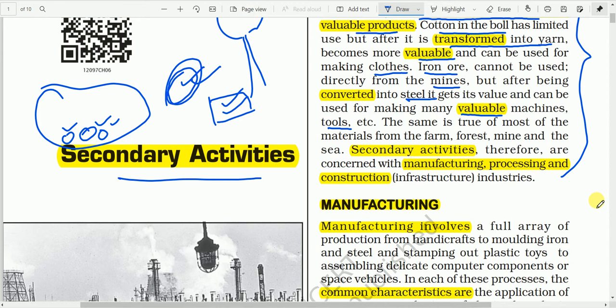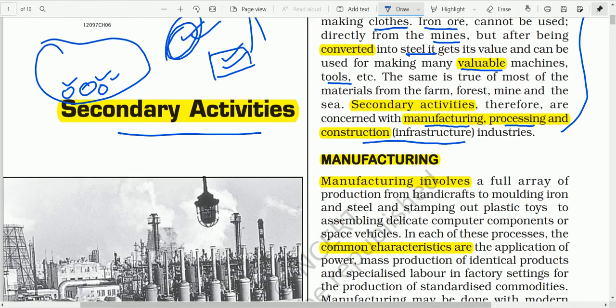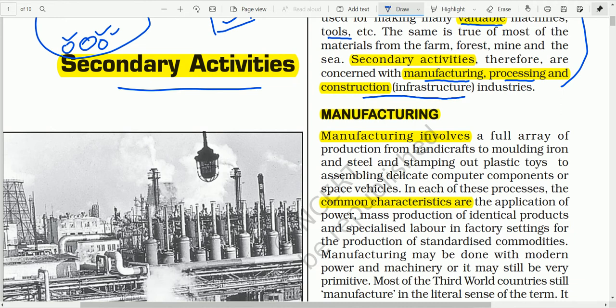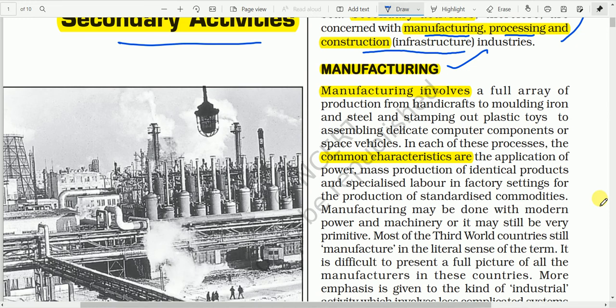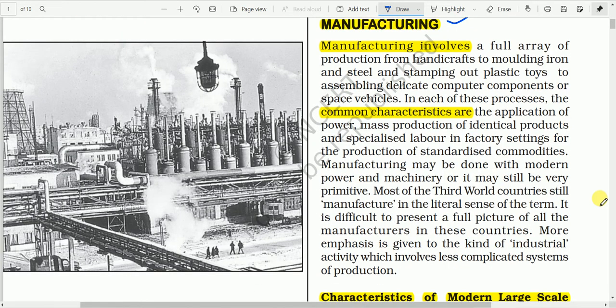Secondary activities therefore are concerned with manufacturing, processing, and construction, that is, construction of infrastructure. Secondary activities mainly deal with the manufacturing process and construction activities. Now we shall discuss manufacturing. What do we mean by manufacturing, what is its importance, and what are its characteristics?